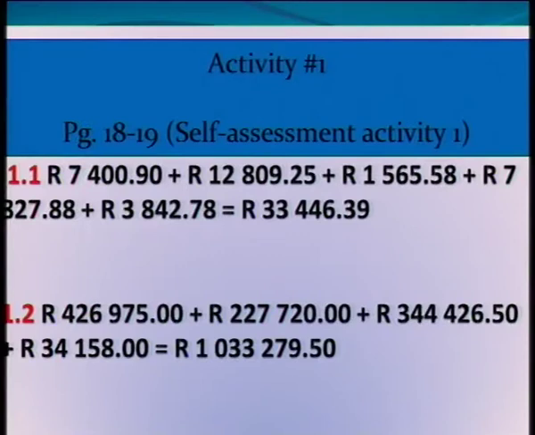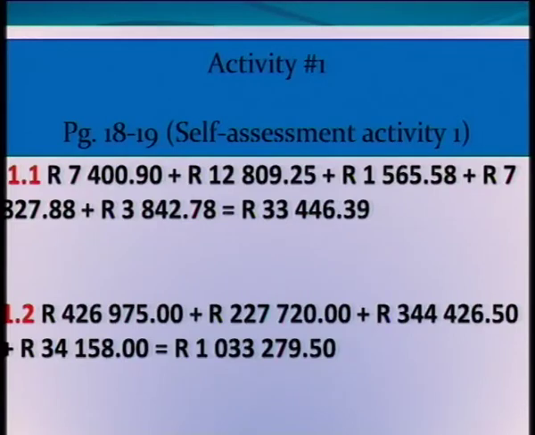We are going to go through 3 exercises today in detail. Exercise number 1 will be taken from your textbook, page 18 to 19, self-assessment activity number 1. You are required to do a few questions based on the trial balance that you were provided with. We'll look at question number 1.1, specifically asking you to calculate the current assets.